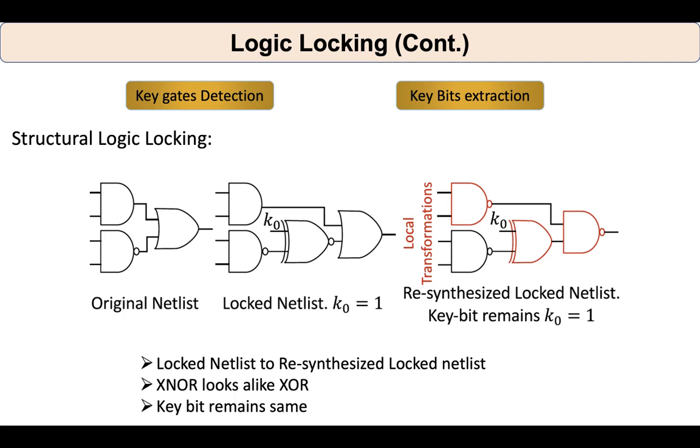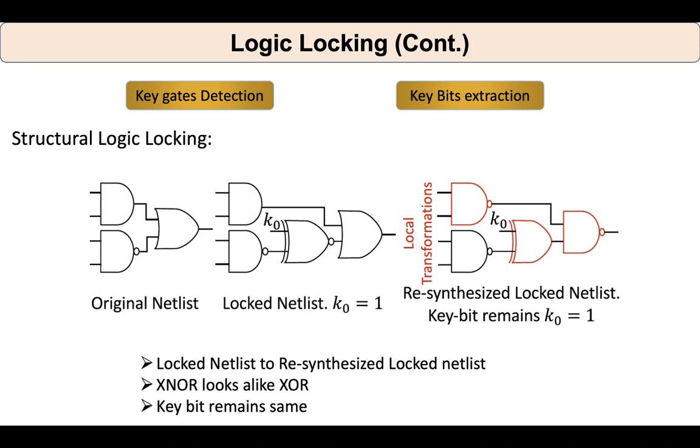We need to lock the design in such a way that an attacker cannot know what the key gate is. And that is why structural logic locking is needed. In structural logic locking, the technique is applied on the design content itself, because an attacker can get the netlist by reverse engineering. So, in structural logic locking, key gates are inserted inside the design and local transformations are made.